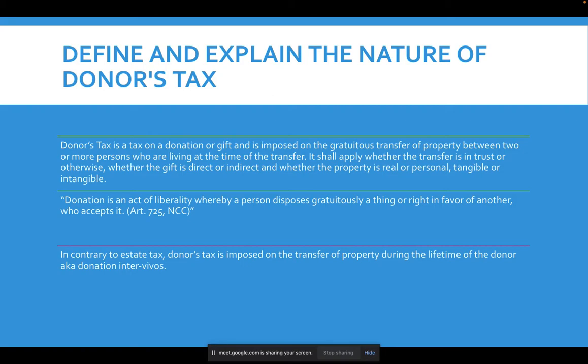Kanina, na-mention natin yung mortis causa. Ngayon, nandito na tayo sa inter vivos. Again, I don't have to explain what inter vivos is kasi na-explain na natin yan last meeting. So, recall that. Okay? So, remember din dito sa ating definition ng donation, dapat din tinanggap ng person who accepts it para valid yung donation. Okay. So, donor's tax is again imposed on a gratuitous transfer of property while both the transferor and the transferee are still alive at the time of the transfer.